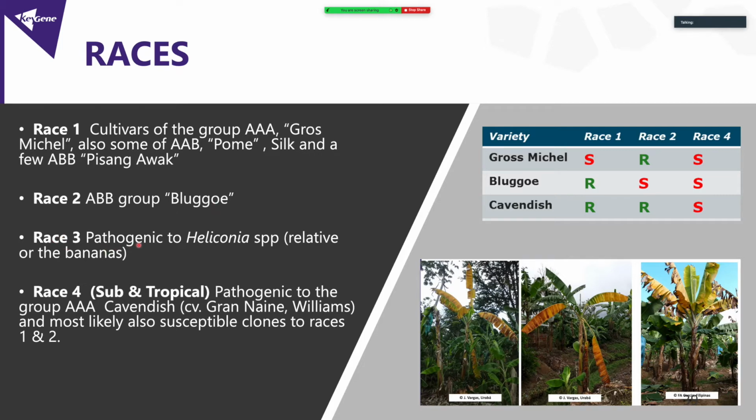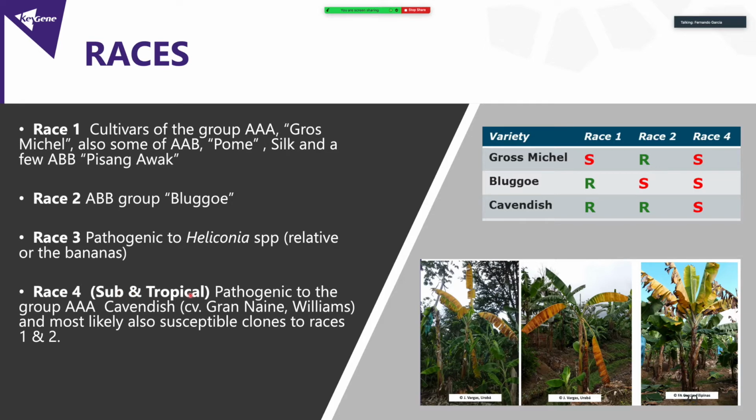Race 3 is not in the literature anymore because it's known to be pathogenic to Heliconia, which is a relative of banana, an ornamental, but it is not considered anymore in this scheme of resistance. And tropical race 4 divides into subtropical and tropical race 4.